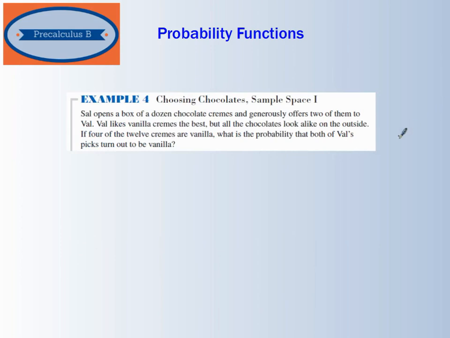So let's take a look at a problem where we can actually use a probability function. All right, so we have this scenario. Sal opens a box of a dozen chocolate creams, and he generously offers 2 of them to Val. Well, Val likes vanilla creams the best, but all the chocolates look alike on the outside. You can't really tell which ones. So what is the probability then that both of Val's picks turn out to be vanilla cream?